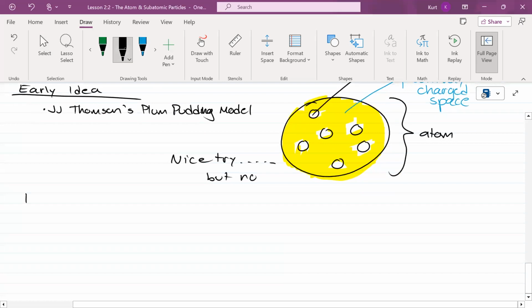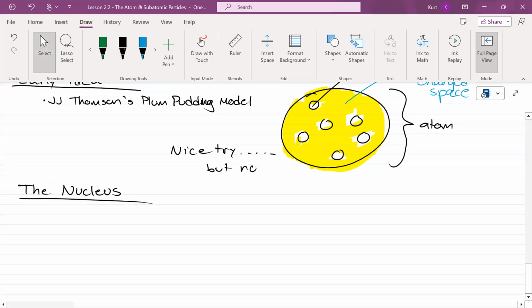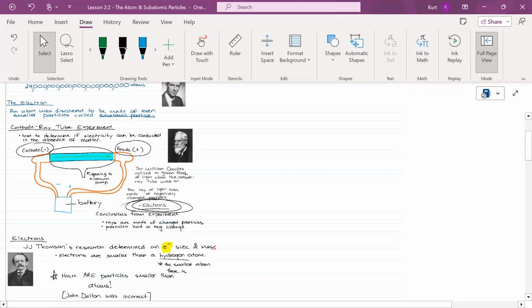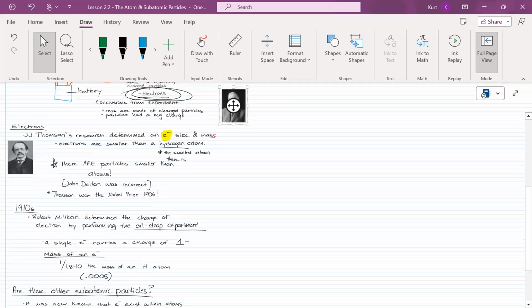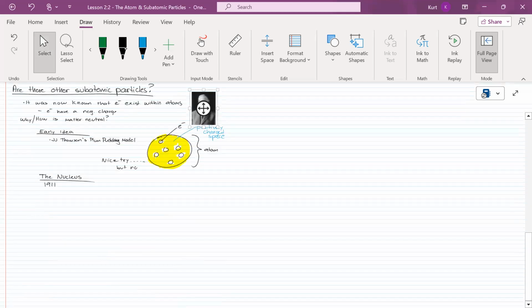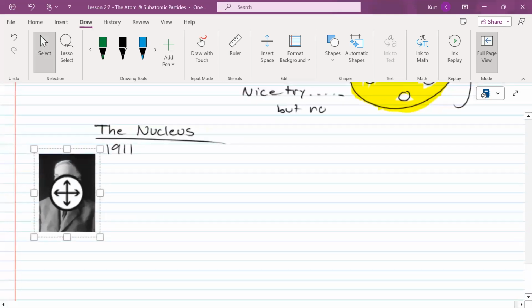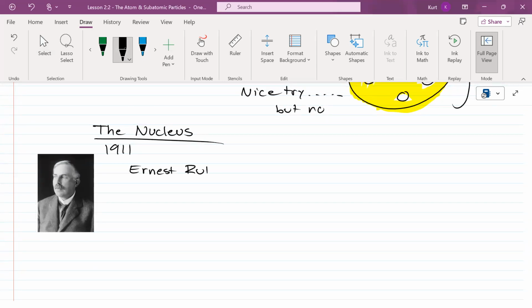So that gets us to something in an atom called the nucleus. And we are now in 1911. Let me get one of my other dead guys' pictures down here. Come on, Ernest. Let's go. Okay, this is Ernest Rutherford. Remember that last name, Rutherford.